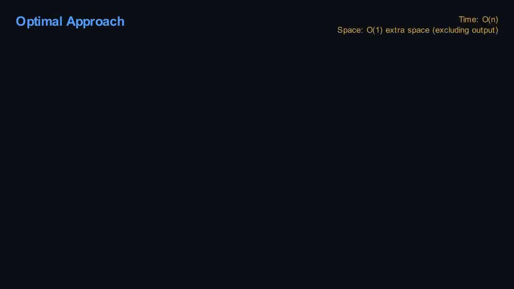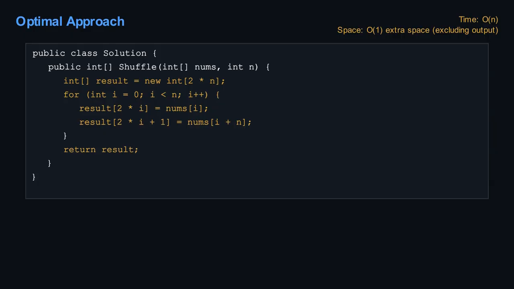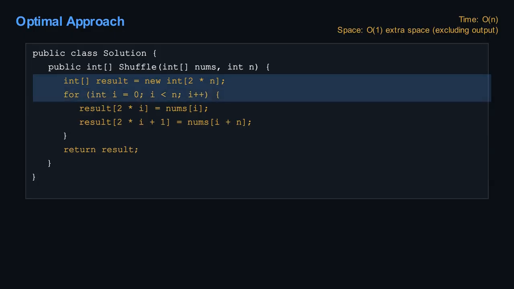list. The key insight for optimization is that we know the exact size of our output array from the start. It will be 2 times n elements. This means we can pre-allocate a static array of that size. The pattern reveals that the element at nums sub i always goes into an even position in the result, specifically result sub 2 times i.